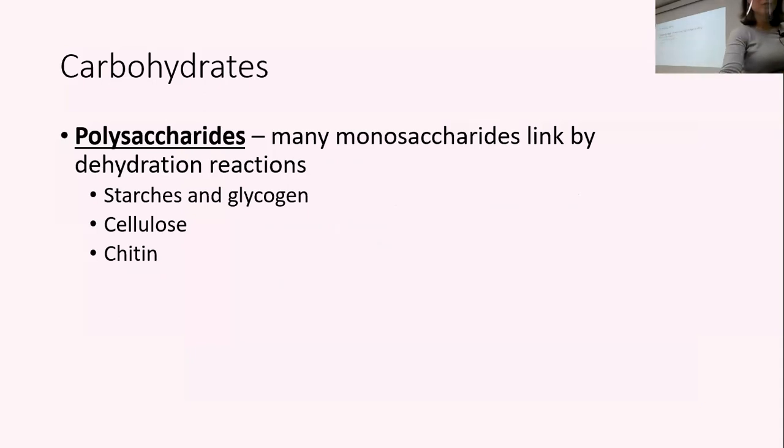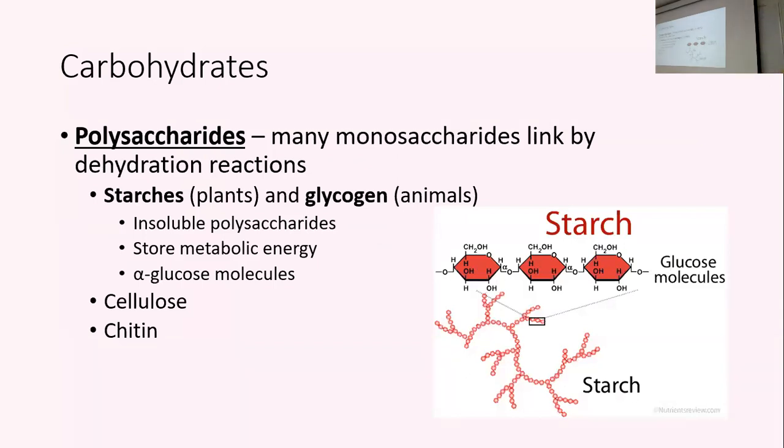So start with starches. We've heard of starch. We eat a lot of starch, probably. They are polysaccharides found in plants. Glycogen would be the analogous polysaccharide found in animals. And these are insoluble polysaccharides. A lot of times these things are used to store energy. So if it was soluble, that wouldn't be very helpful, if it just kept falling apart. So we have these insoluble polysaccharides storing energy. They store metabolic energy and they're made up of alpha glucose molecules.